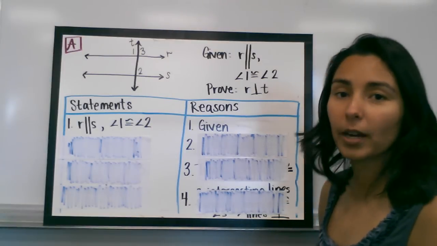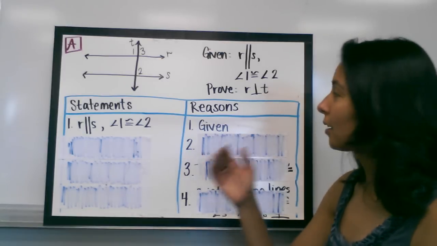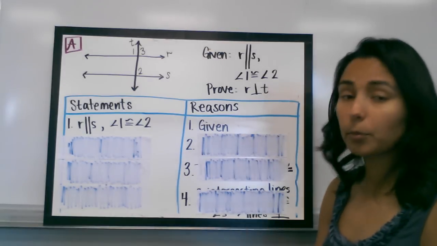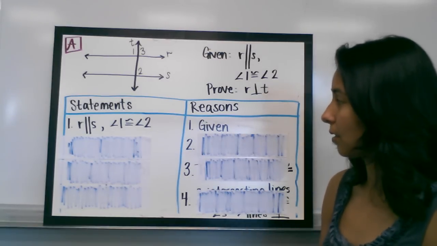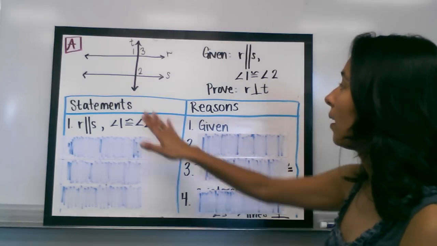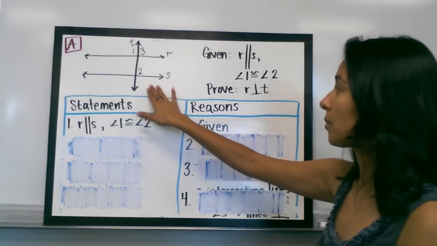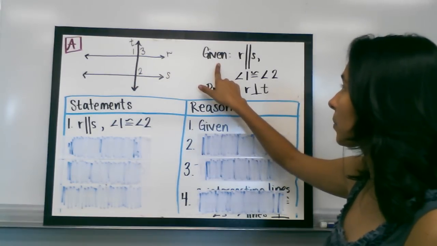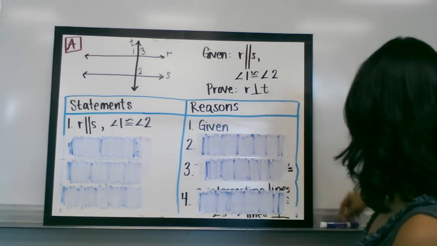Alright, so here's your practice problem. I covered up the proof. I did pre-write it though so that you wouldn't have to be waiting for me to be writing it down. This is our question. So this is the image that they give you. The given information is that R and S are parallel.